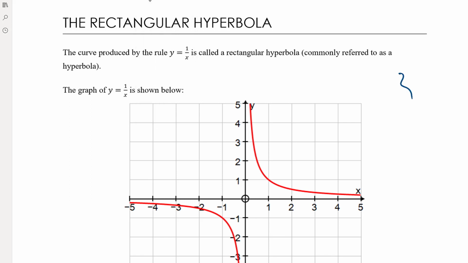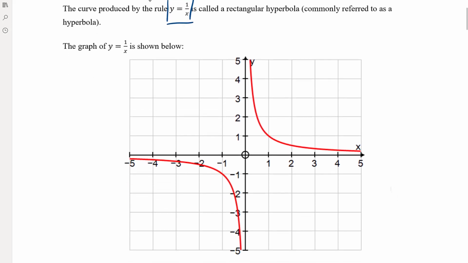Okay, so the curve produced by the rule y equals 1 over x. So this is the new function we're interested in. Okay, y equals 1 over x. The curve that we get when we sketch that graph is called a rectangular hyperbola. Commonly we can just refer to it as a hyperbola. I'll talk about why in particular this is a rectangular hyperbola in a second once we've talked about some of the features. So this is the graph of y equals 1 on x.